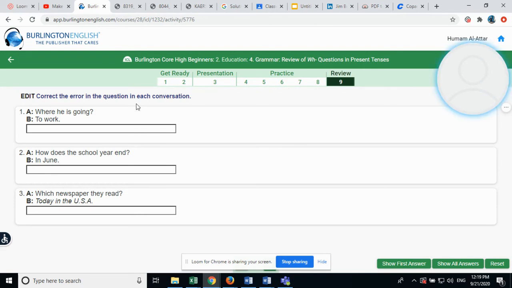Now, here there is an error or mistakes. What we need to do is to correct the mistakes or correct the error in the question in each conversation. So the mistake is not in the answer, but it's in the question.